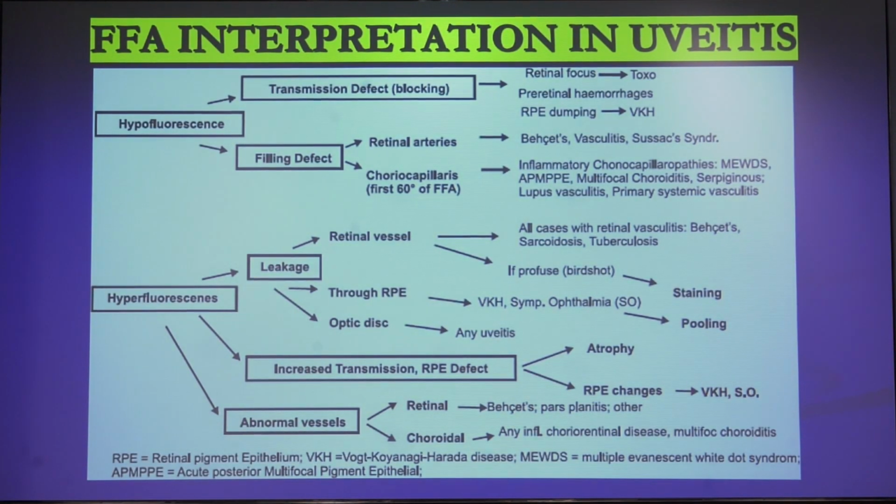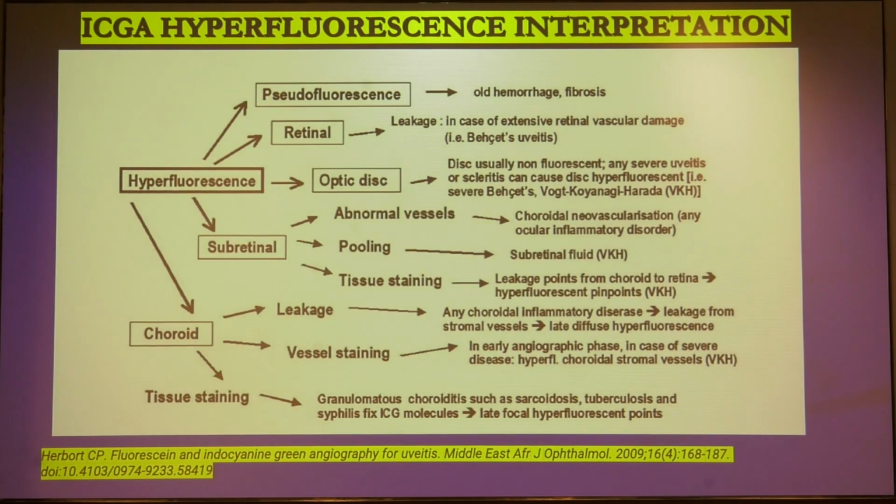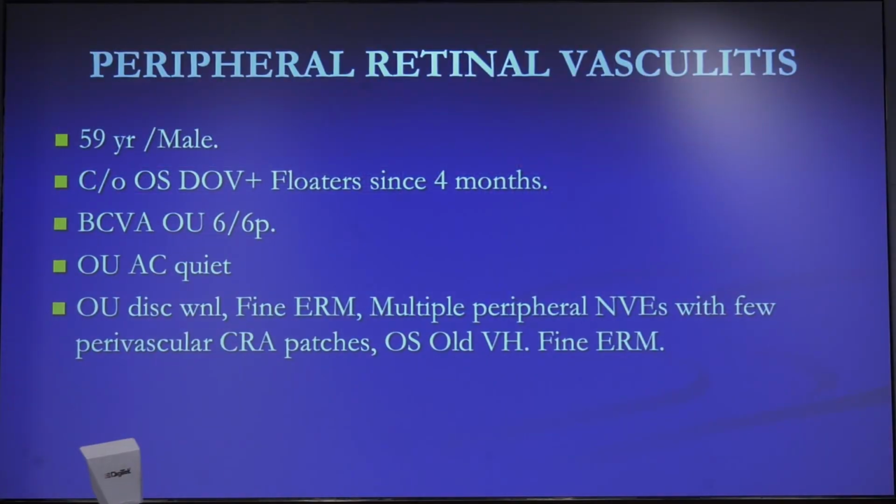And this flowchart is very nice. It's from a paper by Dr. Carl Herbert way back in 2009, and it nicely summarizes how fluorescein and ICG can be used for diagnosis. So I'll just show a few quick cases.